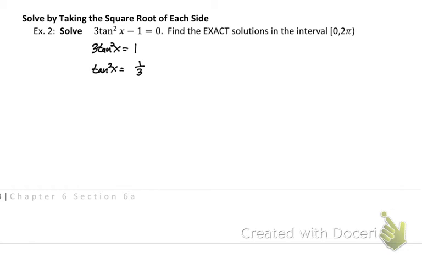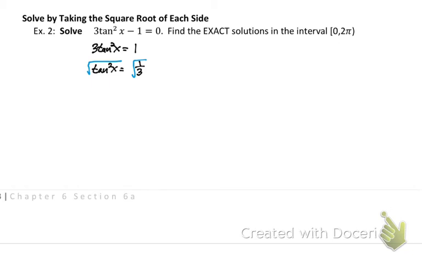Now don't forget that tangent squared x is the same thing as tangent x squared. How do I get rid of a square? I take the square root of both sides. This works here as well. However, this leads us to something that a lot of us are going to forget about. We will have a square root on the bottom, but before we get there, I actually have to add something to this.